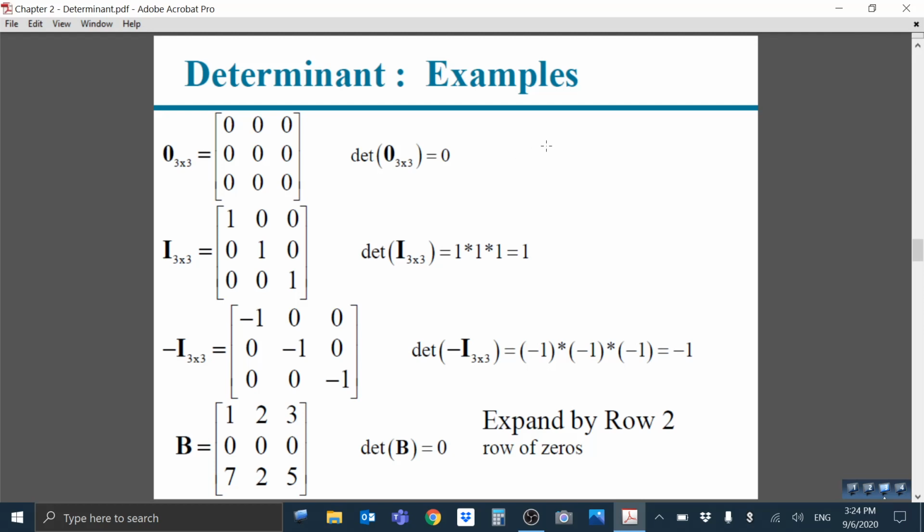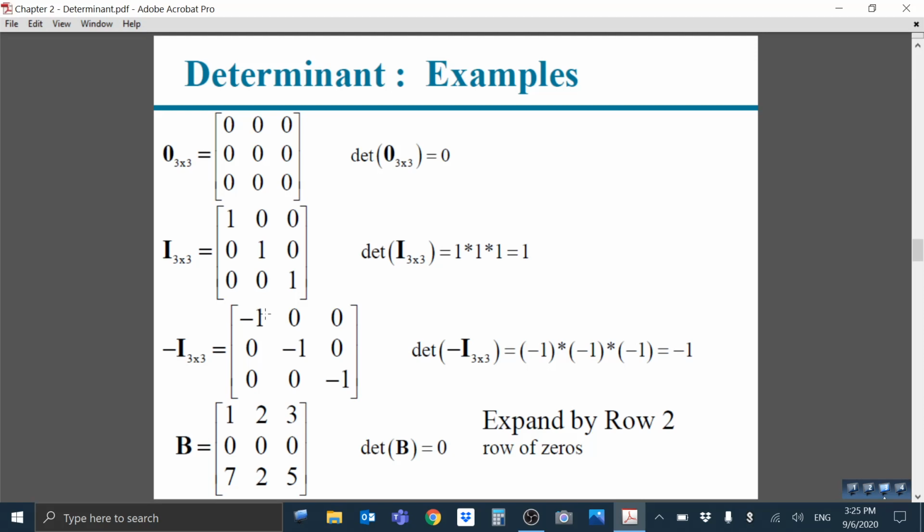Some simple examples where it's easy to compute the determinant of a 3 by 3. If I have a 0 matrix, well, it has a row of zeros or a column of zeros, so obviously the determinant is 0. Identity matrix is a diagonal matrix, so the determinant is the product of diagonal terms. It's 1 times 1 times 1, so the determinant is 1. Identity matrix is invertible. If I have negative identity, well, again, it's a diagonal matrix, so the determinant of a diagonal matrix is the product of diagonal terms. So -1 times -1 times -1. The result is -1. So minus identity is also invertible.